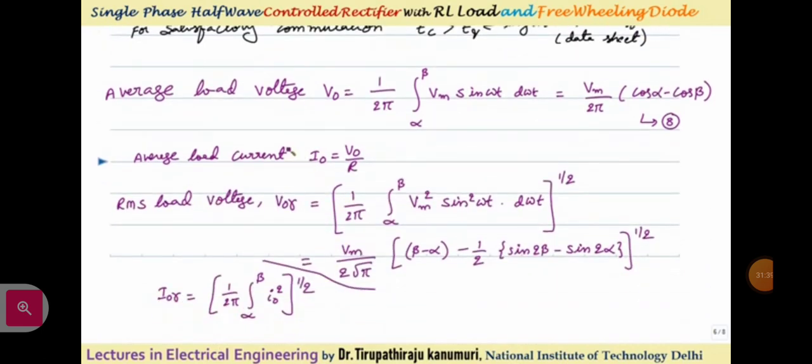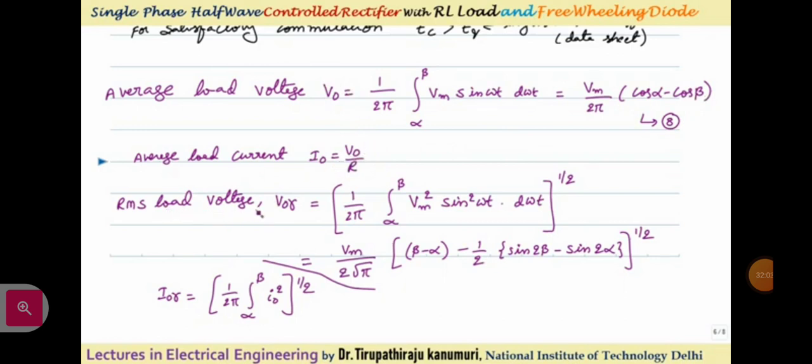Now calculating the average value of the load current, we know that the output voltage is coming from alpha to beta, as we have seen. Out of 2 pi, so that's why it will be 1 by 2 pi, integration from alpha to beta, V maximum sin omega t d omega t. This is V maximum by 2 pi into, if you substitute this, cos alpha minus cos beta. So average value of load current I can calculate as average load voltage by resistance.